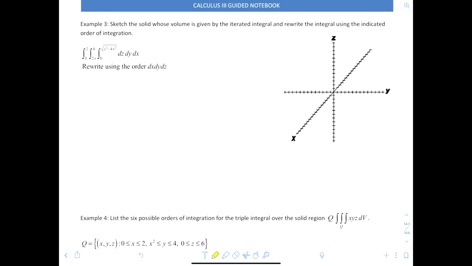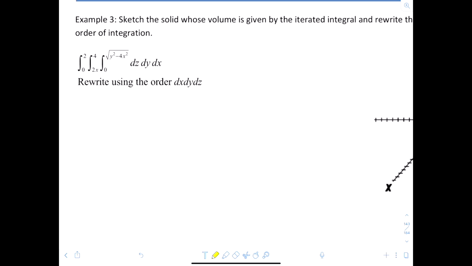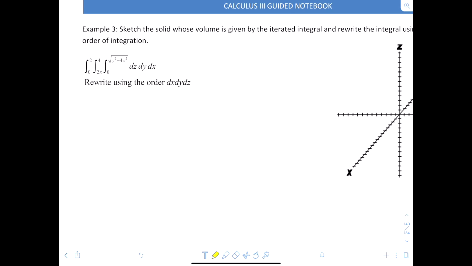Sketch the solid whose volume is given by the iterated integral and rewrite the integral using the indicated order of integration. So here we go. I made a grid for us. And so we've got our z going from 0 to the square root of y squared minus 4x squared. So let's work with that first.